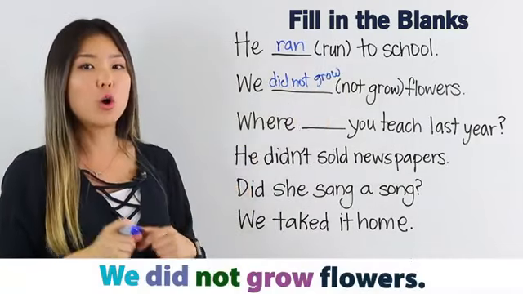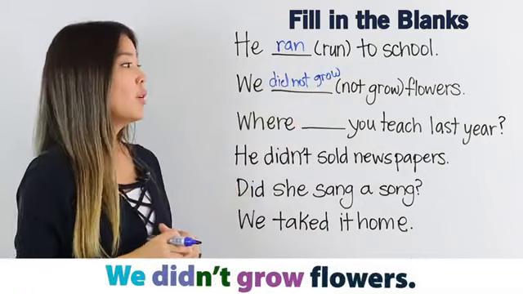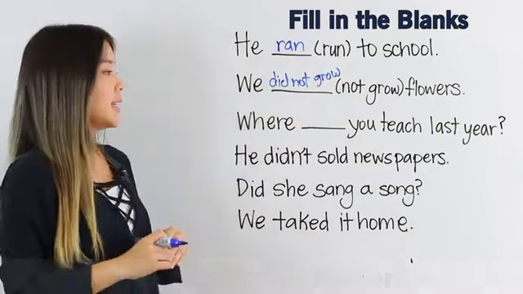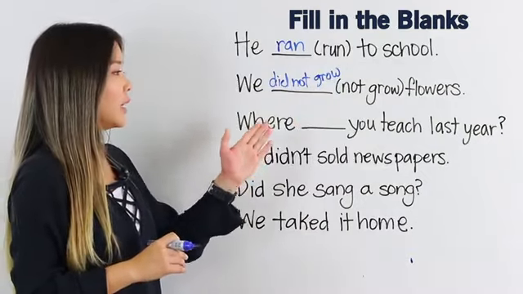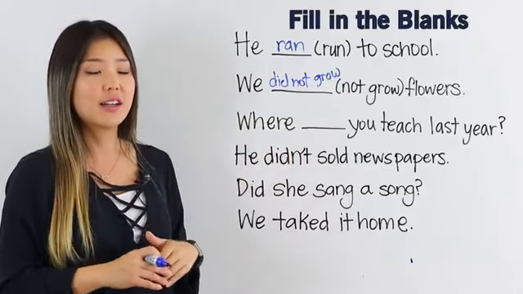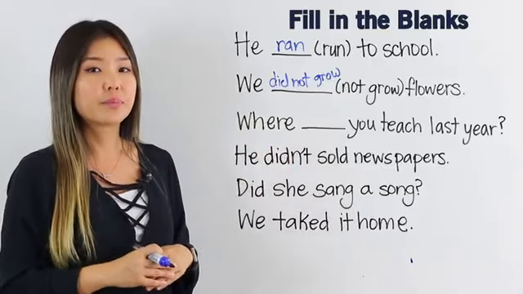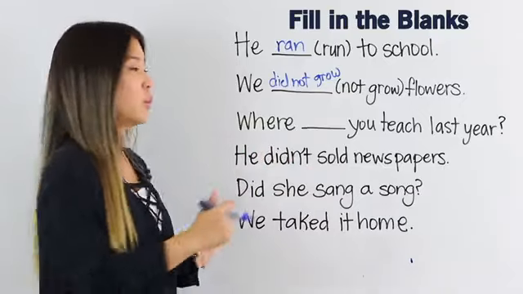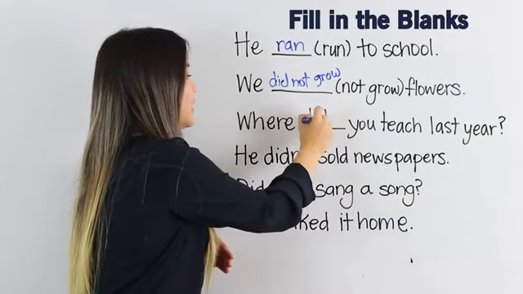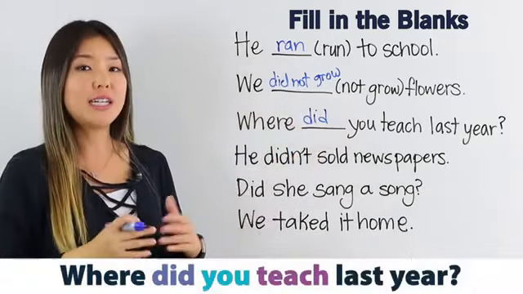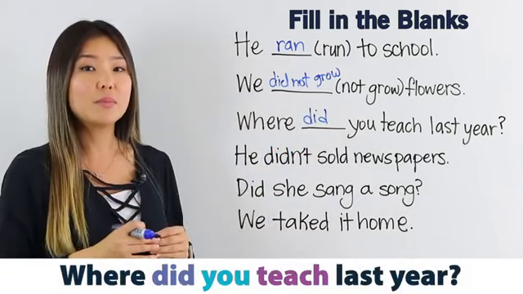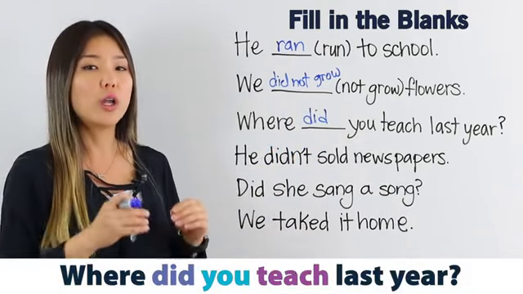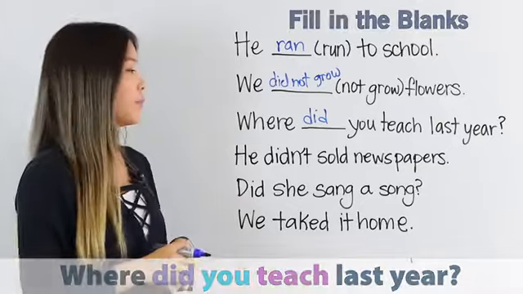We did not grow or we didn't grow flowers. The next sentence says, where blank you teach last year. This is a question. Again, all we need to put is did. Where did you teach last year? It doesn't matter what the subject is. We always go with did.